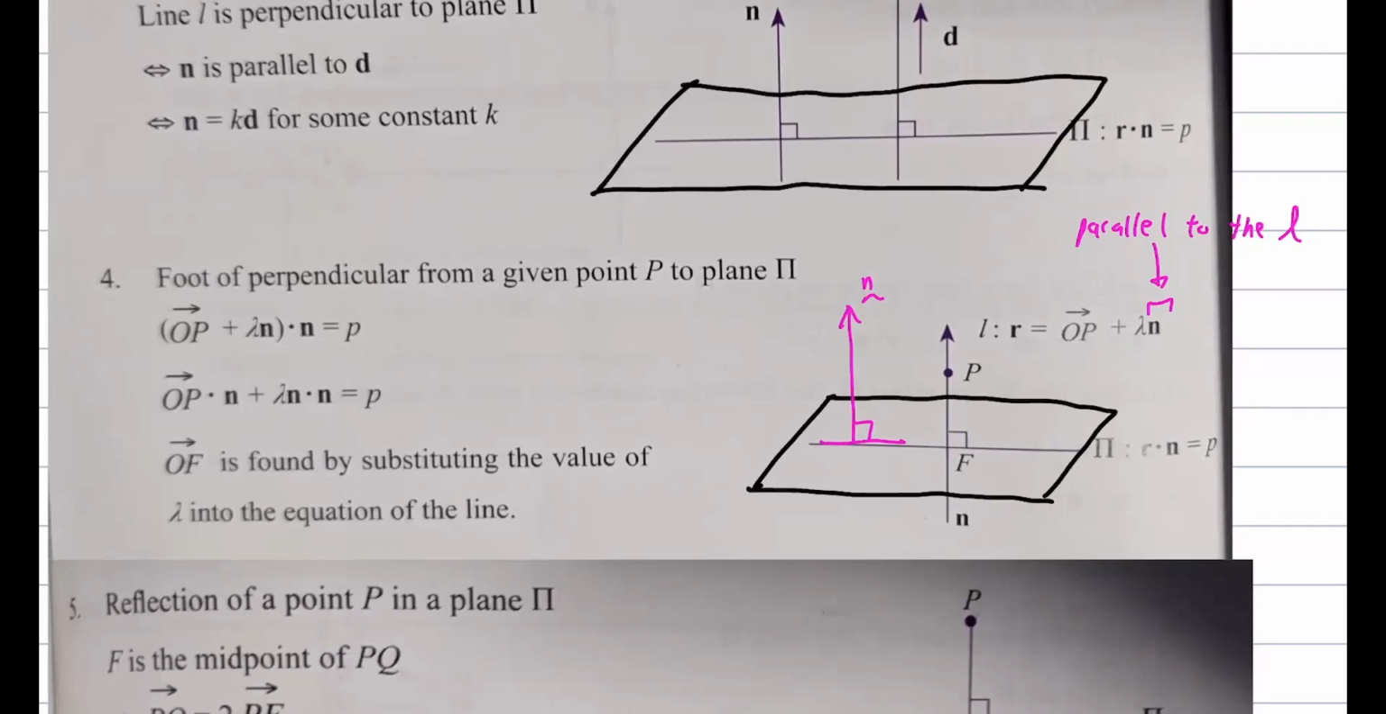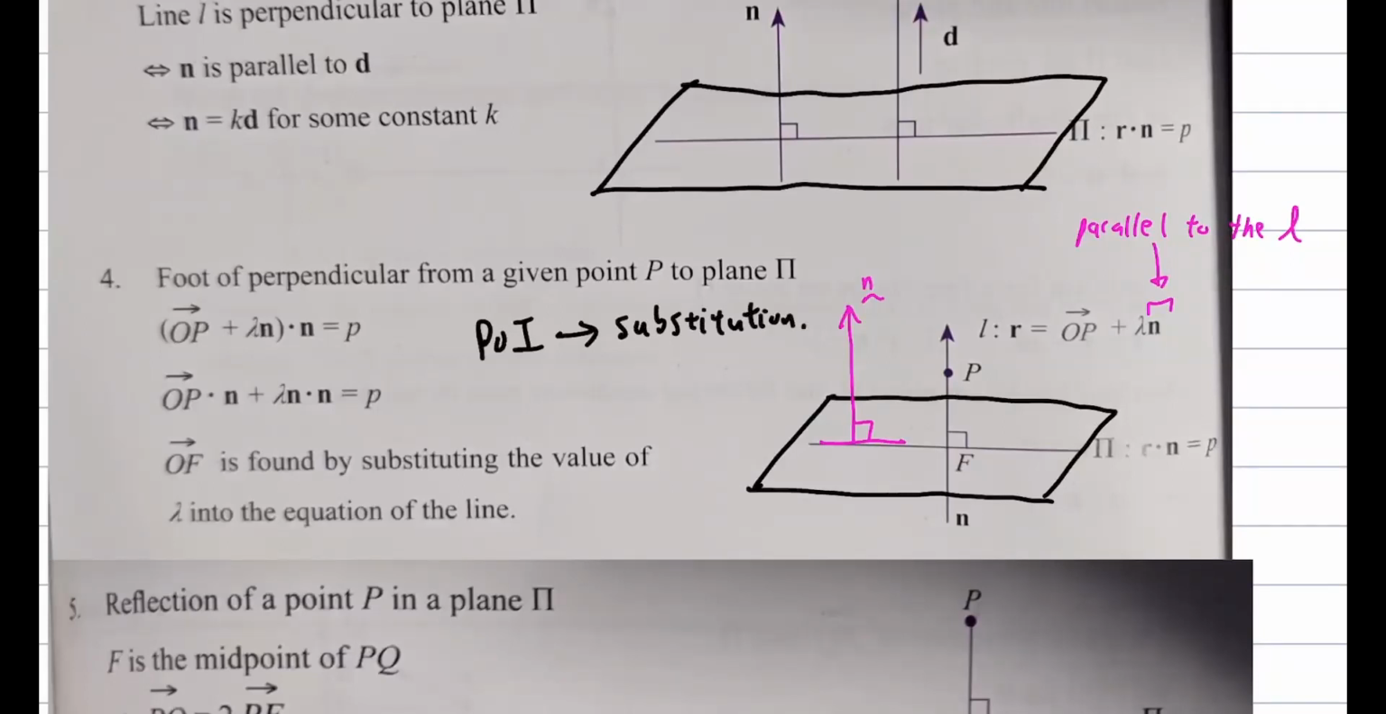So finding out the point F is equivalent to finding out the point of intersection between the line and the plane. So how do you find a point of intersection between two mathematical objects? You equate to each other. Exactly. Point of intersection. Just do substitution. So how do you do substitution?